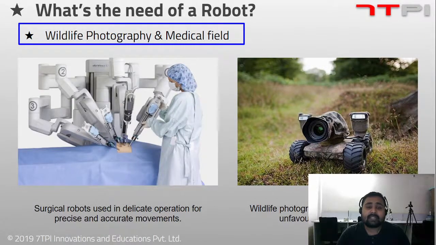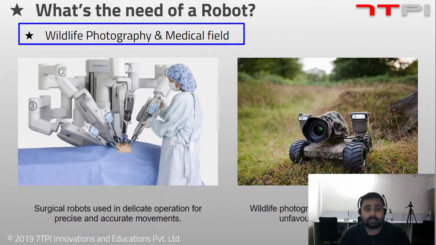Now the next fields are wildlife photography and the medical field. Here you can see two different kinds of robots. One is a photography robot, a wheeled robot fitted with a camera. For example, if we are doing wildlife photography, there is always a danger to life when you are shooting wild animals. There could be a chance of attack, so it would be much better to use a robot there and put a camera on it. If an animal wants to attack, it will attack a non-living thing, that is, a robot. But if a human goes to that place, it could cost a life.